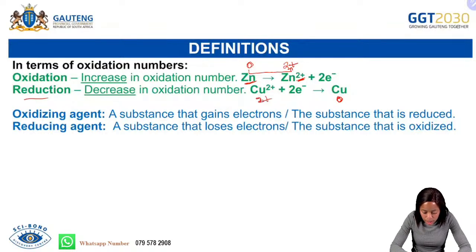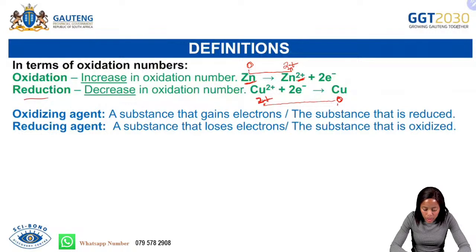So let us now see. We are moving from 2 plus to 0. 2 is a bigger number than 0. So therefore, if 2 is a bigger number than 0, then what is happening in terms of the oxidation number? It therefore means that there is a decrease in the oxidation number. This one, oxidation, we move from 0 to 2 plus, an increase in oxidation number.